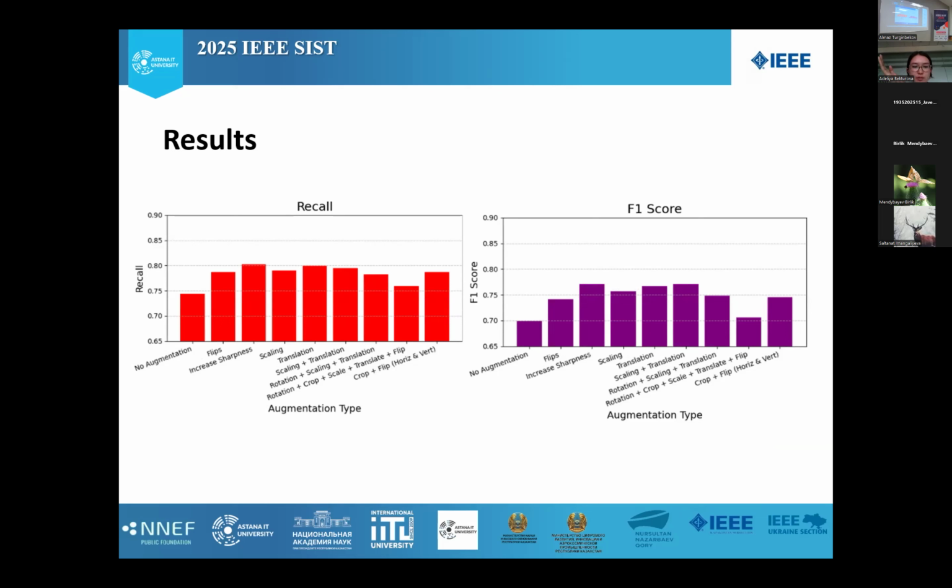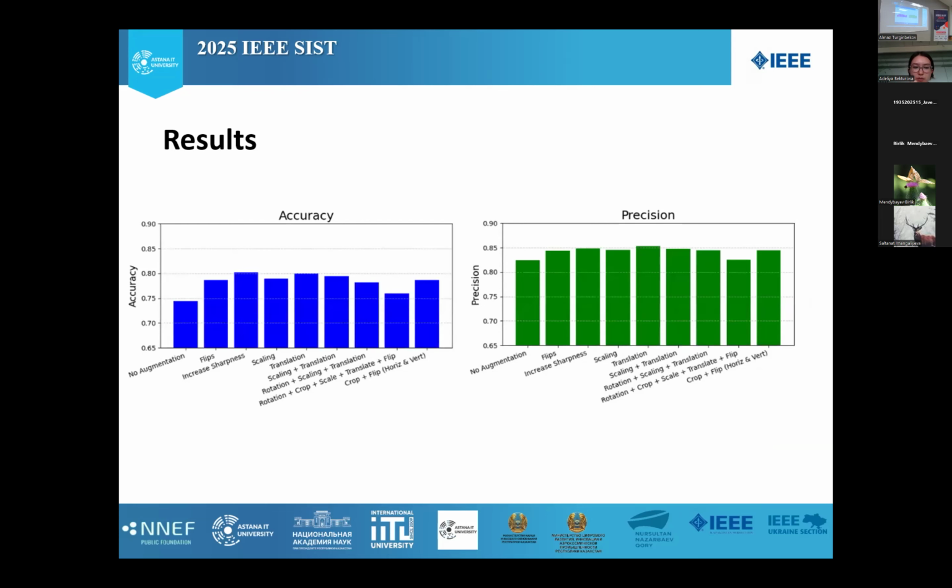And as we can see, we observed that the image sharpening and translation-based augmentation delivered the best outcomes, achieving 80% and 79% accuracy respectively, as you can see here. So these findings underscore that very specific, accurate, and well calculated data augmentation can help us to improve the performance of the ML models.